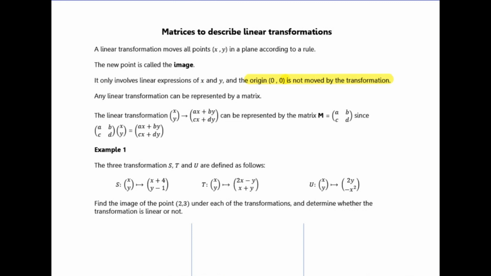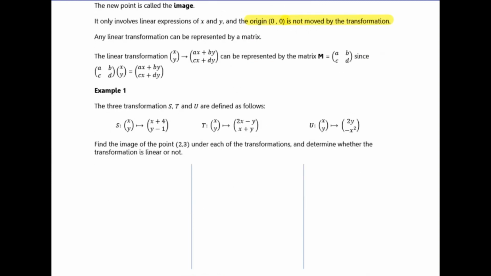Enlargements out from the origin are fine. Reflection lines that go through the origin are fine as well. All of these are linear transformations. A linear transformation takes a point and maps it onto what's called the image. Okay, and linear transformations can be represented by ax plus by and cx plus dy.